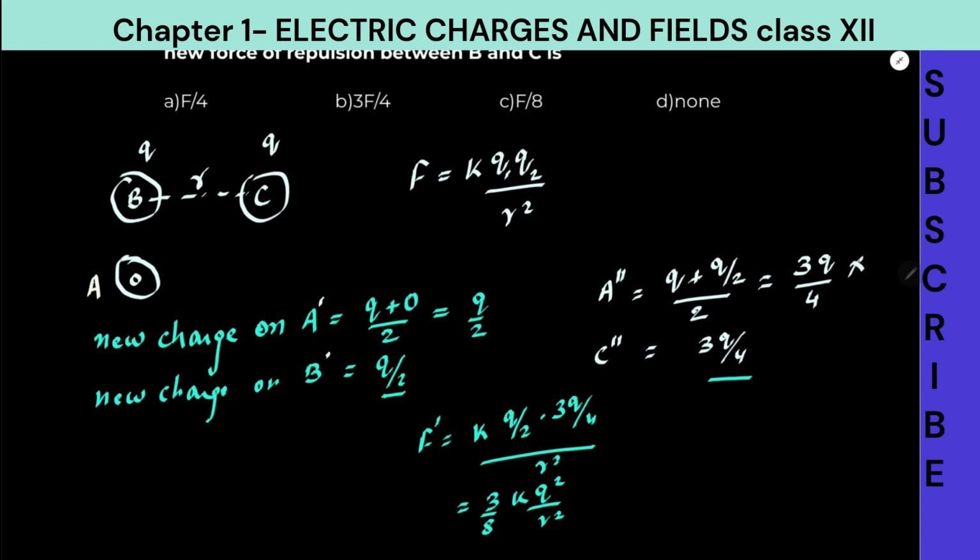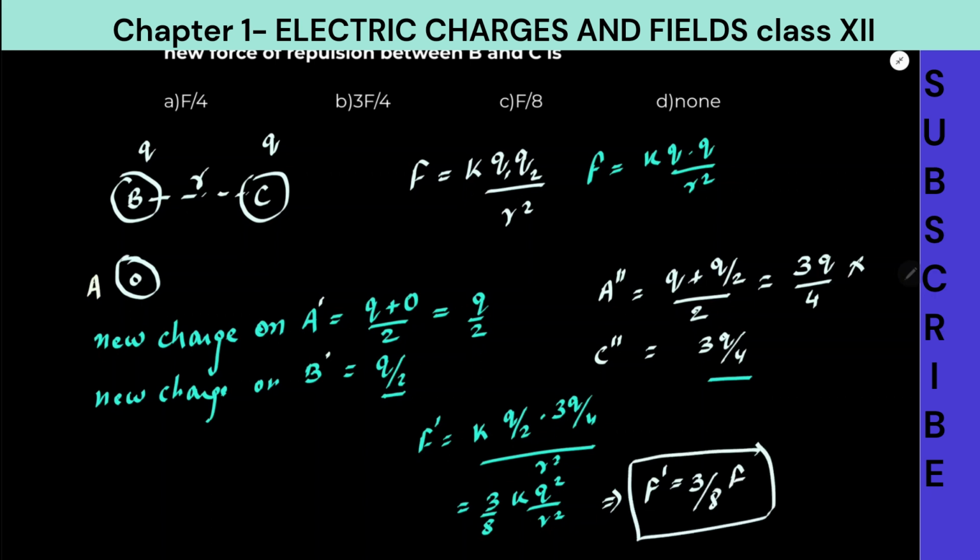So the initial force will be F equals K Q1, which is Q, and Q2, which is also Q, upon R square. If the initial force is this, the new force F dash is equal to 3 by 8 of the initial force, which is our F. So the correct answer is 3 by 8. So 3 by 8 will be our new answer. So option D should be the correct one, which is none. None means it should be 3 by 8.